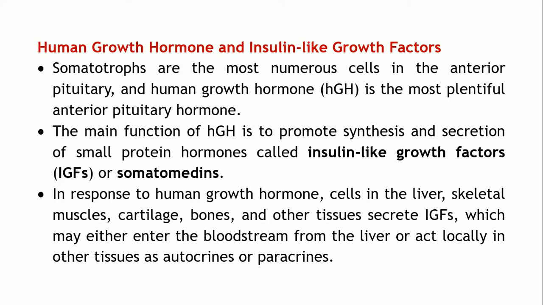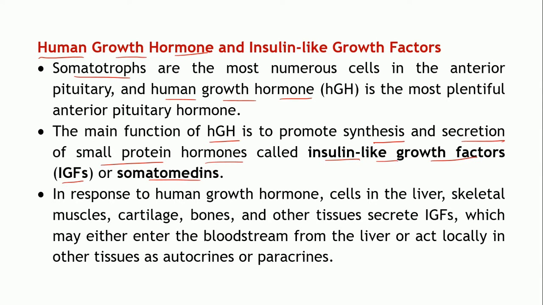Okay, so, let us consider all these 7 types of hormones which are released by the anterior pituitary. Coming to the first one, that is the human growth hormone. The hormone which is produced by the somatotrophs, which are the most numerous type of cells. So, a lot of the human growth hormone will be released. This is the most plentiful hormone of the anterior pituitary gland. Now, the main function of this human growth hormone is to promote the synthesis and secretion of small protein hormones called insulin like growth factors. IGF is the accepted short form for this, or these are also known as somatomedins.